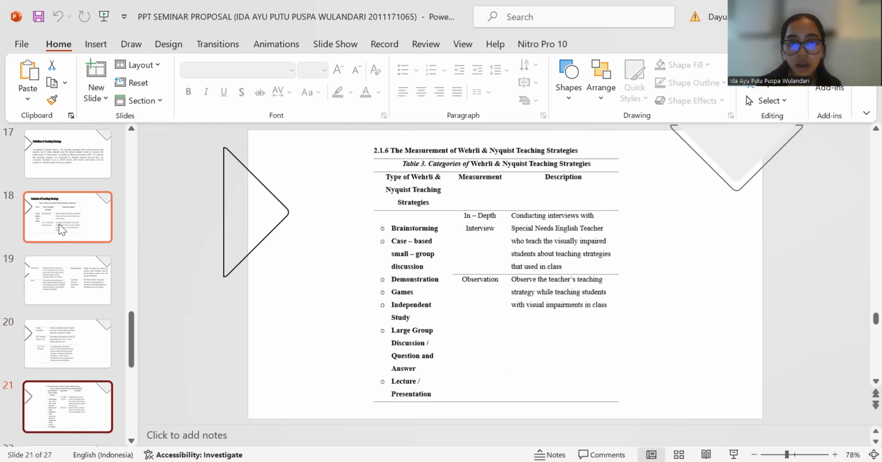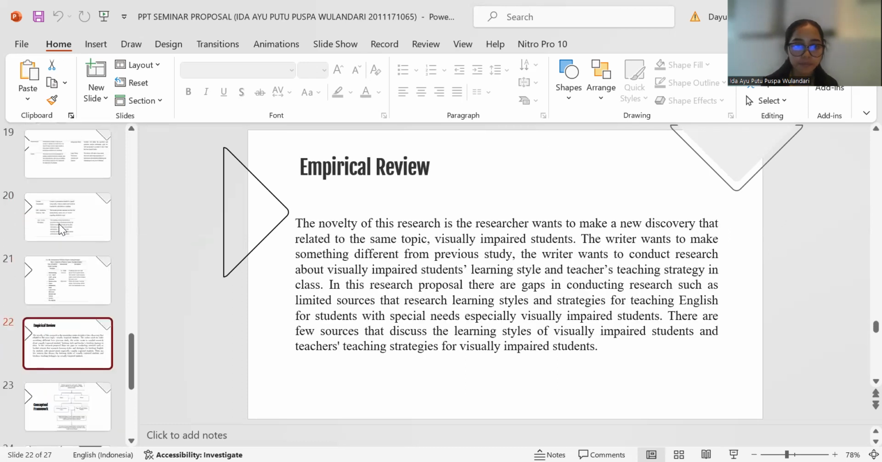Well, this is the table of the measurement of teaching strategies. All of the teaching strategies use the measurement, in-depth interview, and also observation. In-depth interview: conduct the interview with a special needs English teacher who teaches visually impaired students about the teaching strategies used in the class. And for the observation, observe the teaching strategy while teaching visually impaired students in a class.